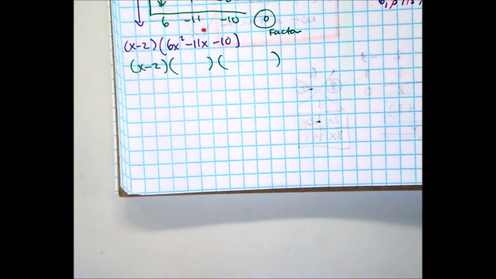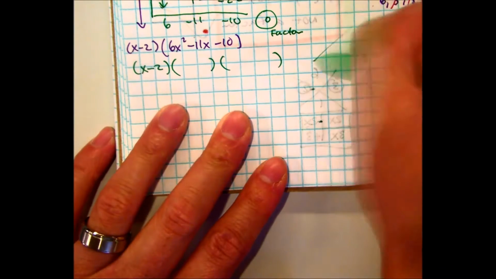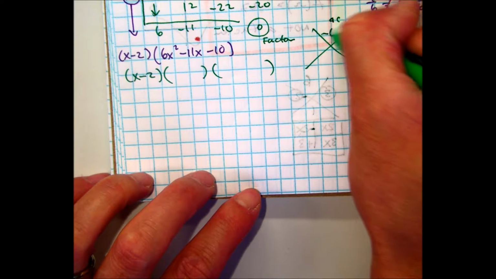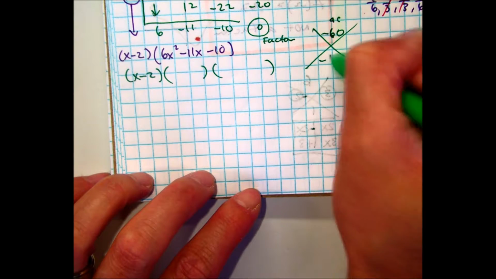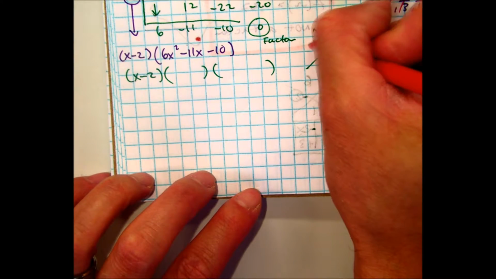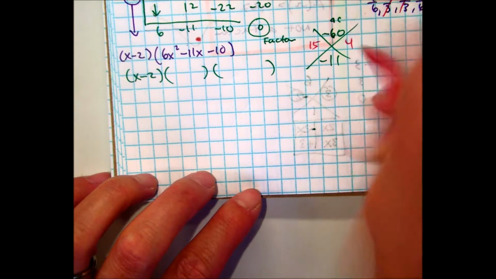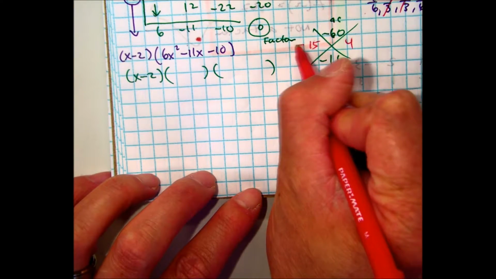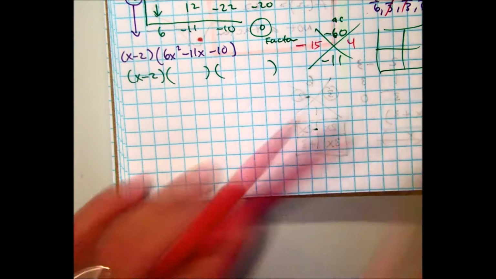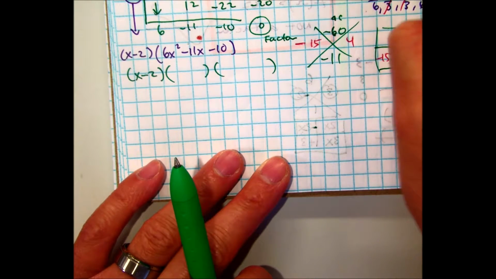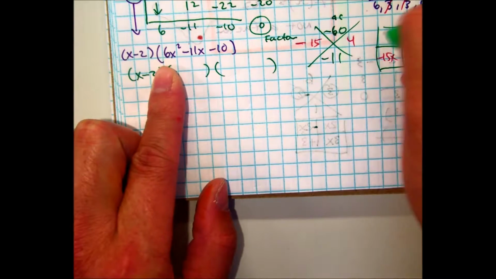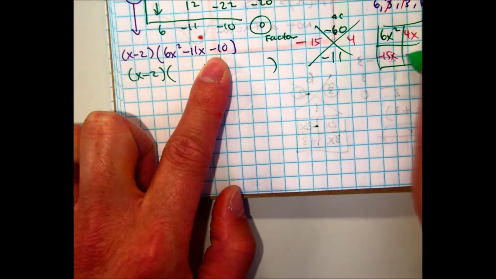You could just use the X-box method. A times C, class? That would be negative 60. B value? That would be negative 11. Two numbers that multiply to negative 60 and add to negative 11: negative 15 and 4. One of these has to be negative. So now with these two numbers, I have negative 15x and 4x. And now I'm going to put in 6x squared, and negative 10 is my last.